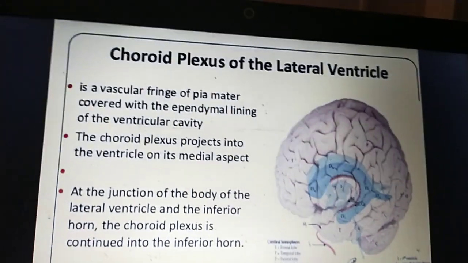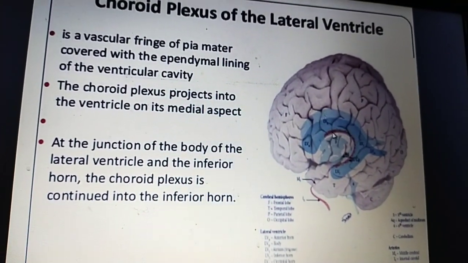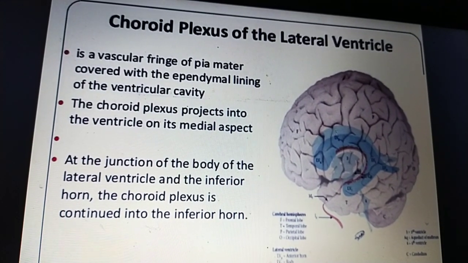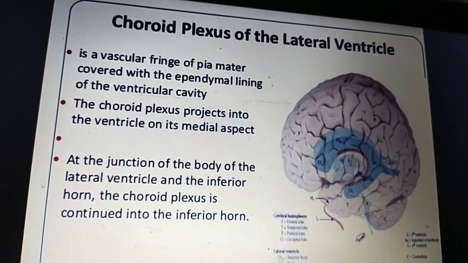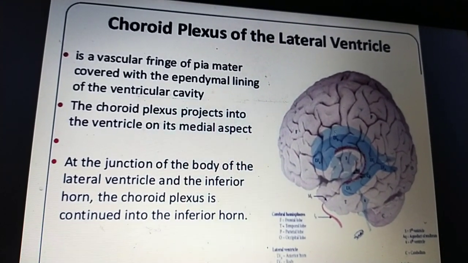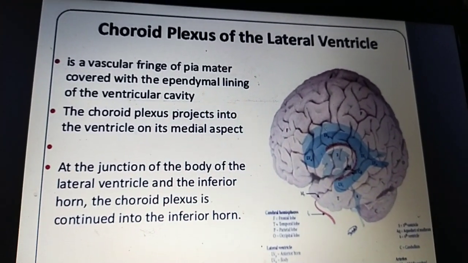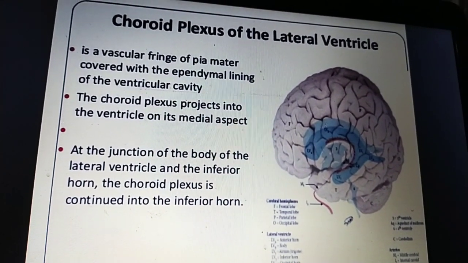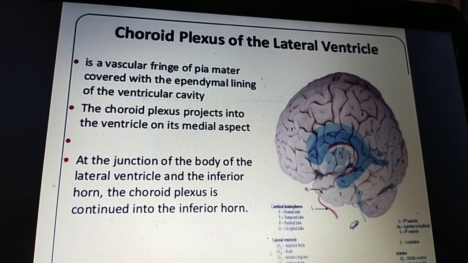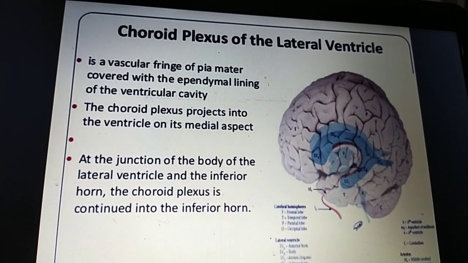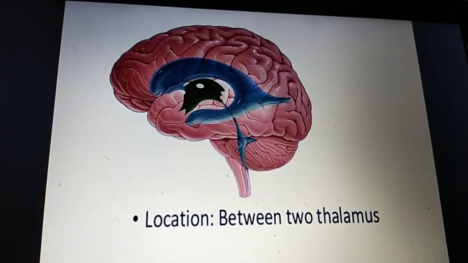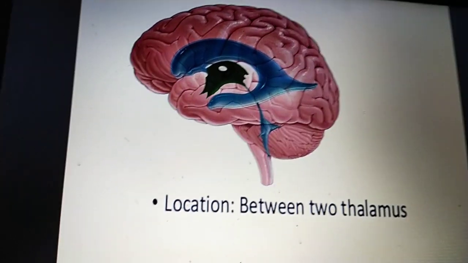Choroid plexus of the lateral ventricle is a vascular fringe of pia mater covered with the ependymal lining of the ventricular cavity. The choroid plexus projects into the ventricle on the medial aspect. At the junction of the body of the lateral ventricle and the inferior horn, the choroid plexus is continued into the inferior horn. Now we can go for the second, the third ventricle.